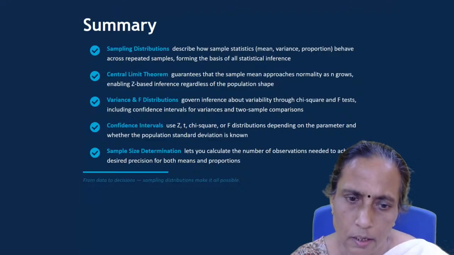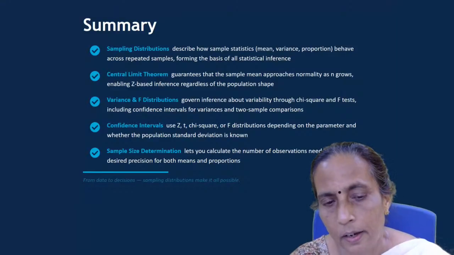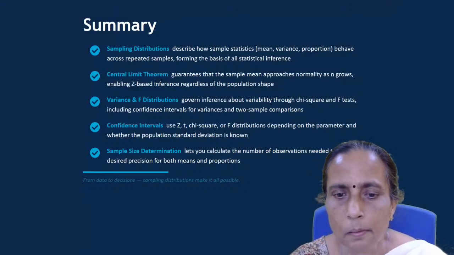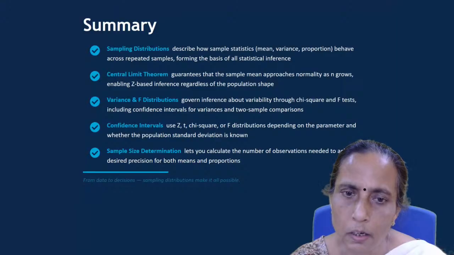So this speaks about how, from data to decisions, the sampling distributions make everything possible.